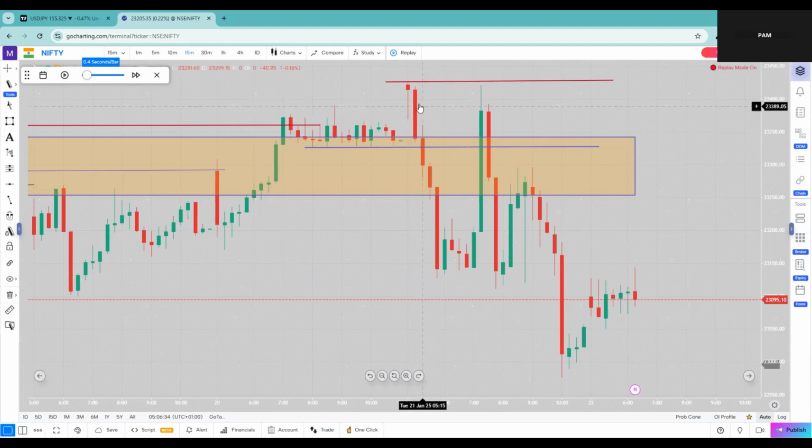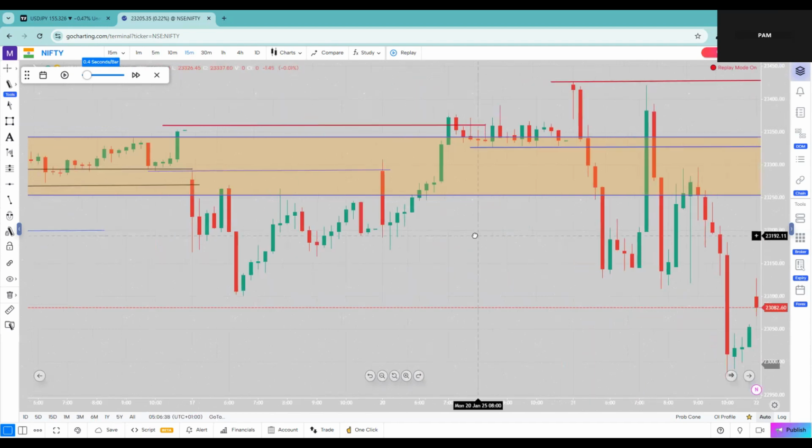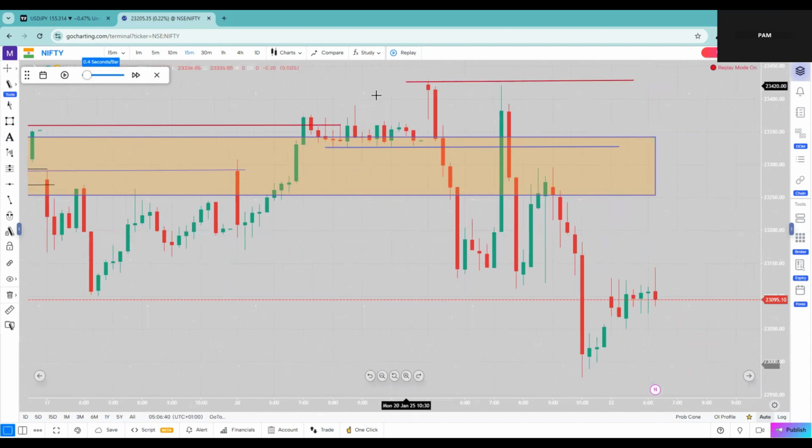So after we see our first change of character, we want to see a liquidity sweep to confirm that price really wants to go in that direction. In this case, we want to confirm that price really wants to go bearish. So after this change of character, we wait for the sweep, then wait for another change of character after the sweep. So it's from that second change of character that we take our entry.